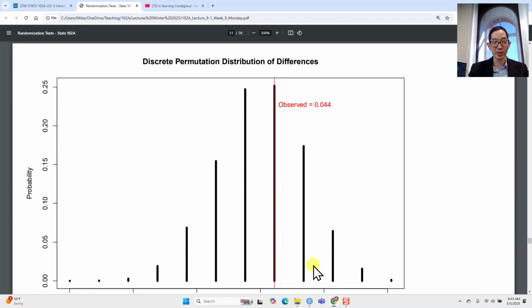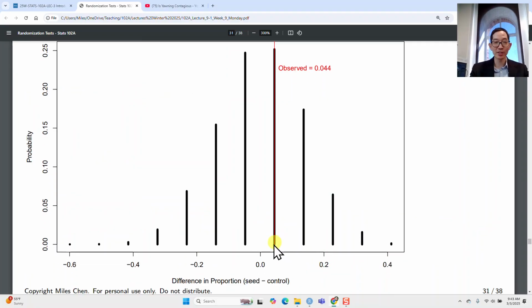Okay, so again, looking at this, this is the 10-4 split. This would be the 11-3. This would be a 12-2, 13-1, and 14-0. And then this would be 9 and 5, 8 and 6, 7 and 7, 6 and 8, 5 and 9, so on and so forth. Okay, and this is 0.044, and this one's negative 0.047. It is impossible to get anything smaller than this, anything closer to 0.